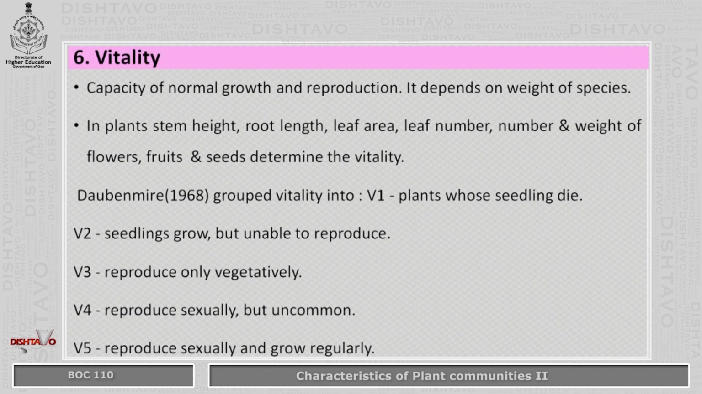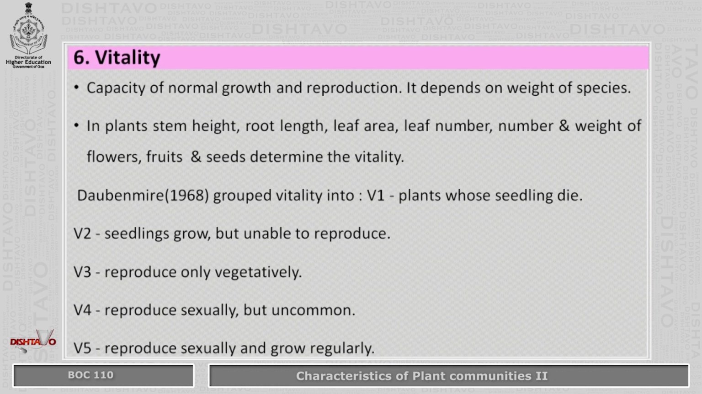Vitality is the capacity of normal growth and reproduction. It depends on the weight of the species. In plants, the stem height, root length, leaf area, leaf number and weight of the flowers, fruit and seeds would determine the vitality.